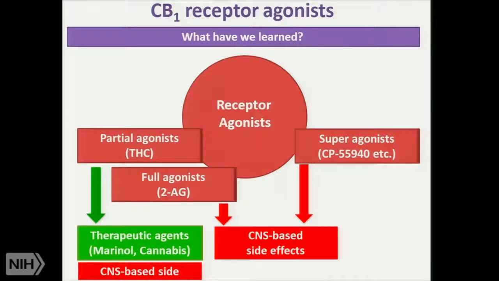If we look at full agonists or superagonists, this problem is magnified. These compounds are really hard to work with. They do have very interesting pharmacological actions, but they also inevitably activate all cannabinoid receptors and cause CNS-based side effects.